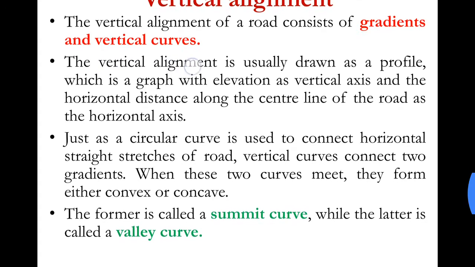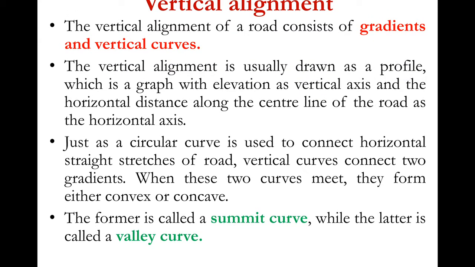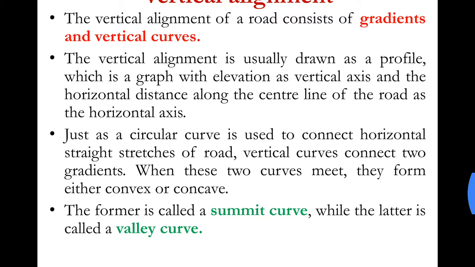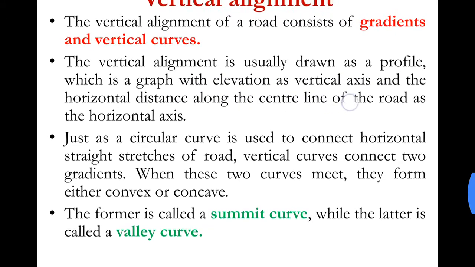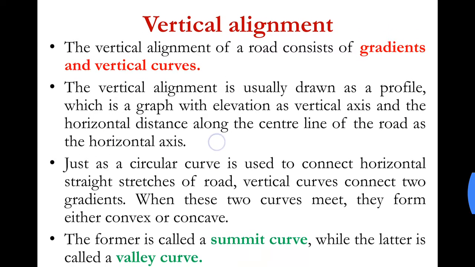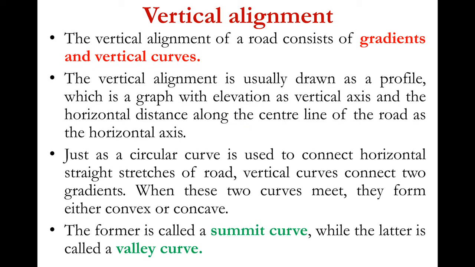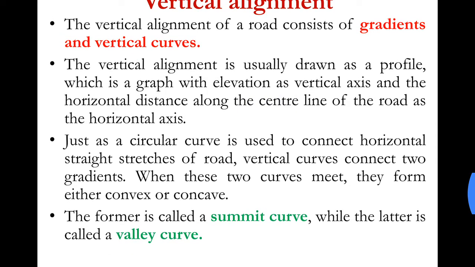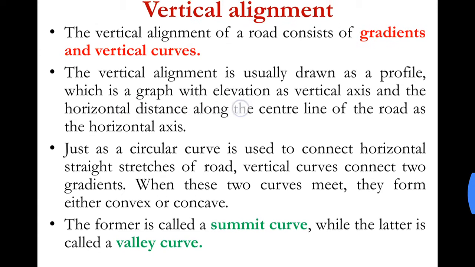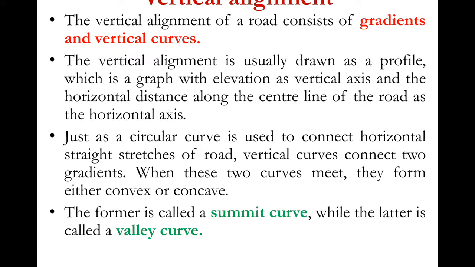The vertical alignment is usually drawn as a profile, which is a graph with elevation as the vertical axis and the horizontal distance along the center line of the road as the horizontal axis. So we draw it as a profile using two axes, the x and the y axis, where we use elevation on the y-axis and horizontal distance along the center line of the road on the x-axis.